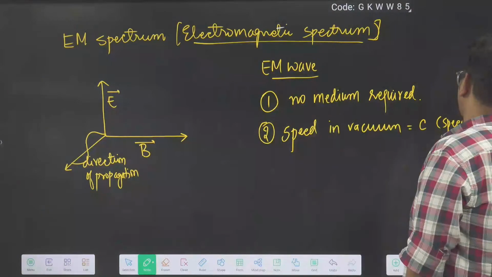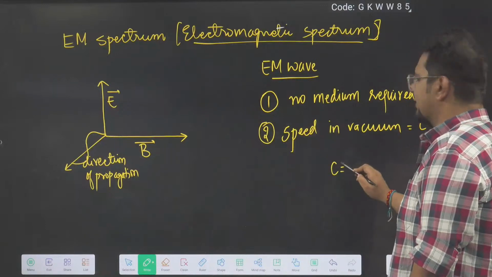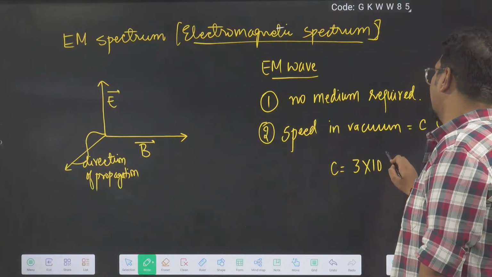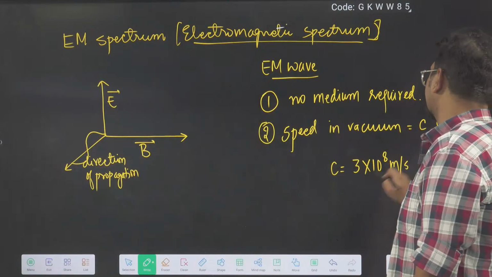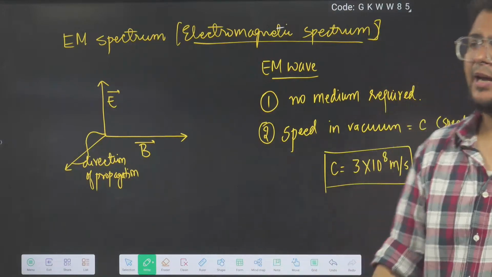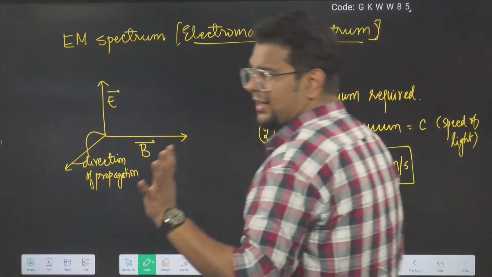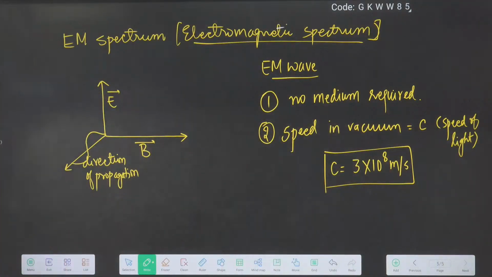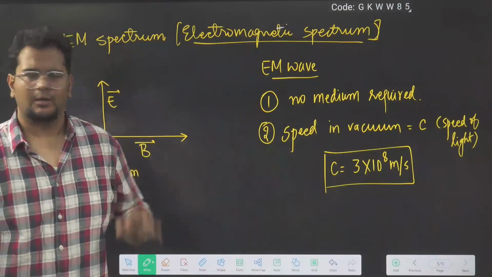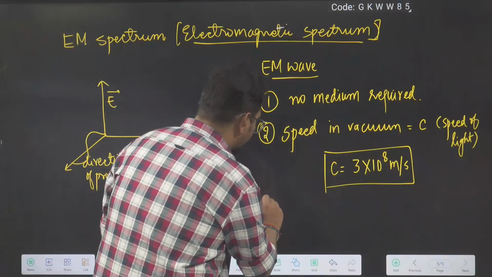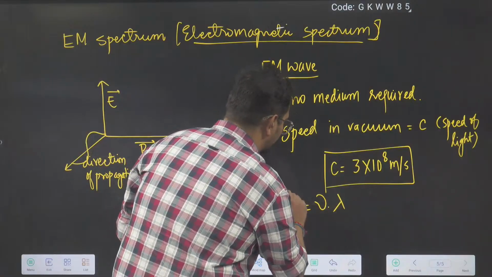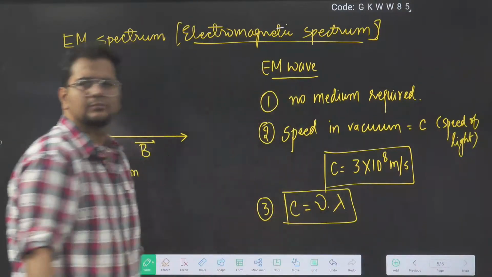and the speed of light in vacuum, c, is 2.9978 something. I will write rounded off, 3 into 10 to the power 8 meter per second. So the speed of each of these waves in the vacuum is the same, 3 into 10 to the power 8 meter per second. For these waves, c, speed of light, is equal to nu into lambda. C equals nu lambda.